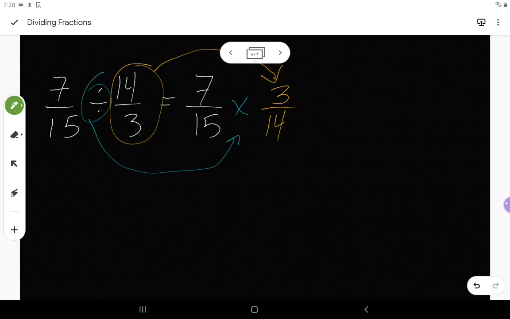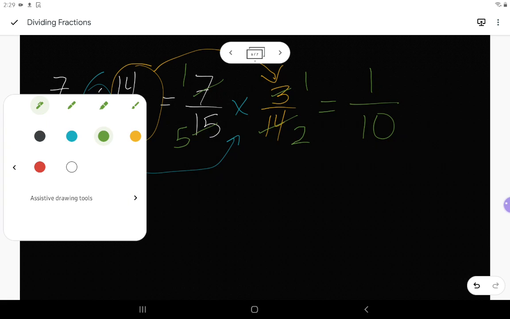Now I'm going to cross reduce. 15 and 3 have a common factor of 3. 3 divided by 3 is 1. 15 divided by 3 is 5. 7 and 14 have a common factor of 7. 7 divided by 7 is 1. 14 divided by 7 is 2. 1 times 1 is 1. 5 times 2 gives me 10. So I get 1 over 10 as my answer.